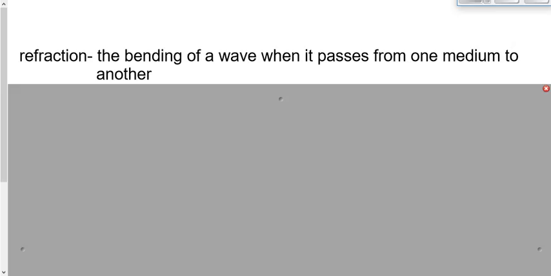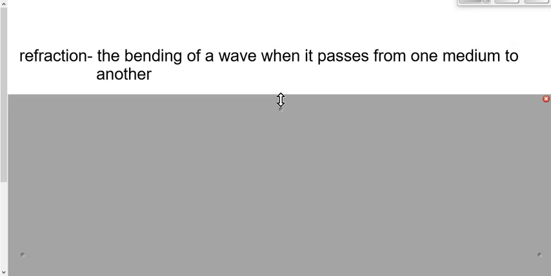So let's formally define refraction. Refraction is the bending of a wave when it passes from one medium to the other. And why does it happen? It happens because of the speed change. As the speed changes, we go from medium 1 to medium 2, the direction changes, and as we saw just a minute ago, the wavelength changes as well. Now, let's try to quantify this.